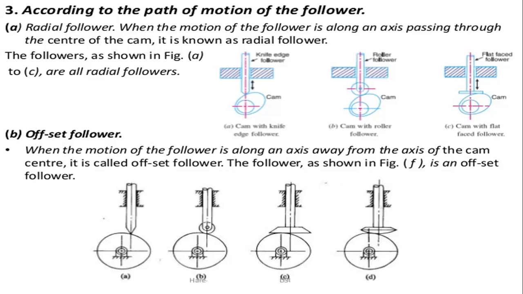Coming to the first one, that is the radial follower. When the motion of the follower is along an axis passing through the center of the cam, it is the radial follower. So this follower touches the cam within the axis of the cam. So this is the knife edge follower with the radial cam. So the axis is equal in the connection between the follower and the cam.